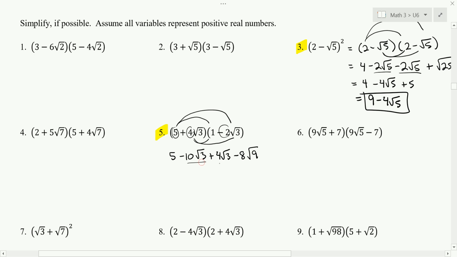We can combine the middle two terms because they both have the same square root. So we get 5. Negative 10 plus 4 is negative 6 root 3 minus 8 times square root of 9, which is 3. And 8 times 3 is 24. And then 5 minus 24, negative 19, minus 6 root 3, and we cannot go any further than that.